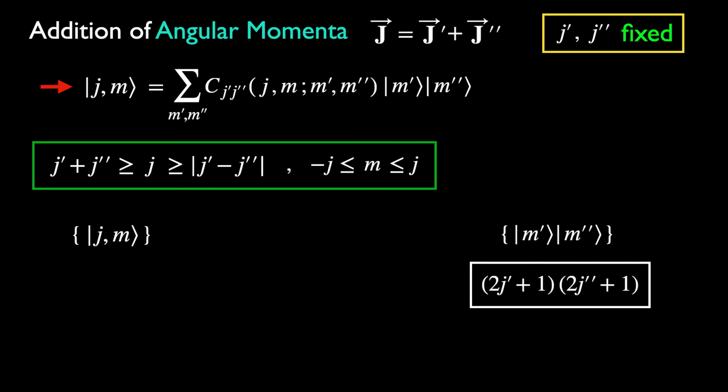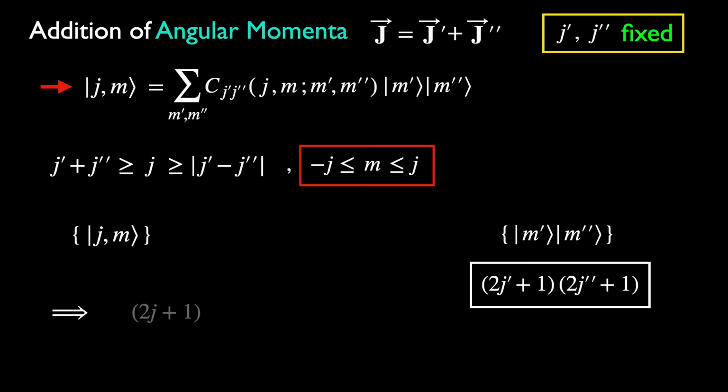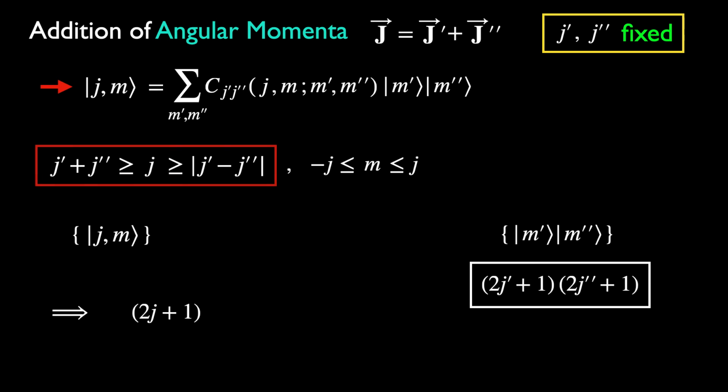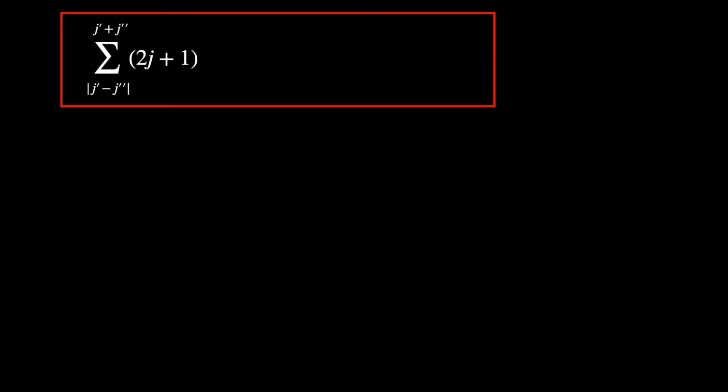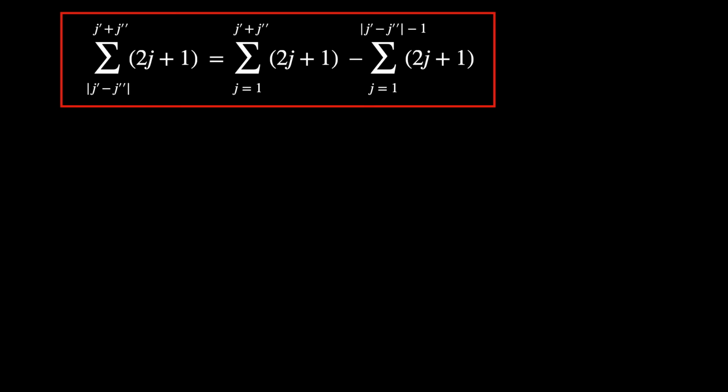The total number of states for a fixed j is just 2j plus 1, then summed over j within this interval. We can write this as the difference between two sums, the first from j equals 1 to j prime plus j double prime, which is the upper limit of the sum on the left-hand side, and the second from 1 to the absolute value of j prime minus j double prime minus 1. Both of these sums started from 1 and ended on different values, which we label by n.